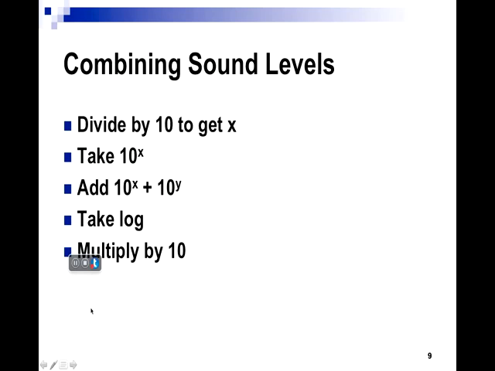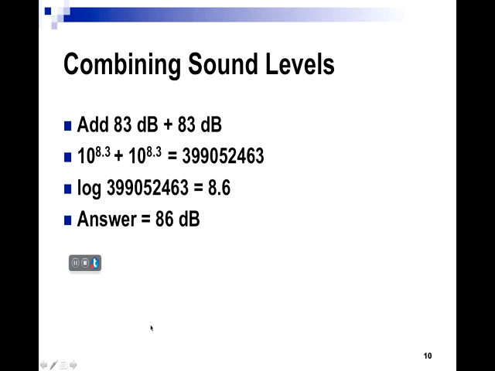And so if you want to add 2 different decibels, you would divide the decibel amount by 10 to get x. You'd take 10 to the x. You'd add 10 to the x and 10 to the y. That's your second number. You'd take the log of that and multiply by 10 to get your answer. As an example, here we have 83 and 83 decibels.